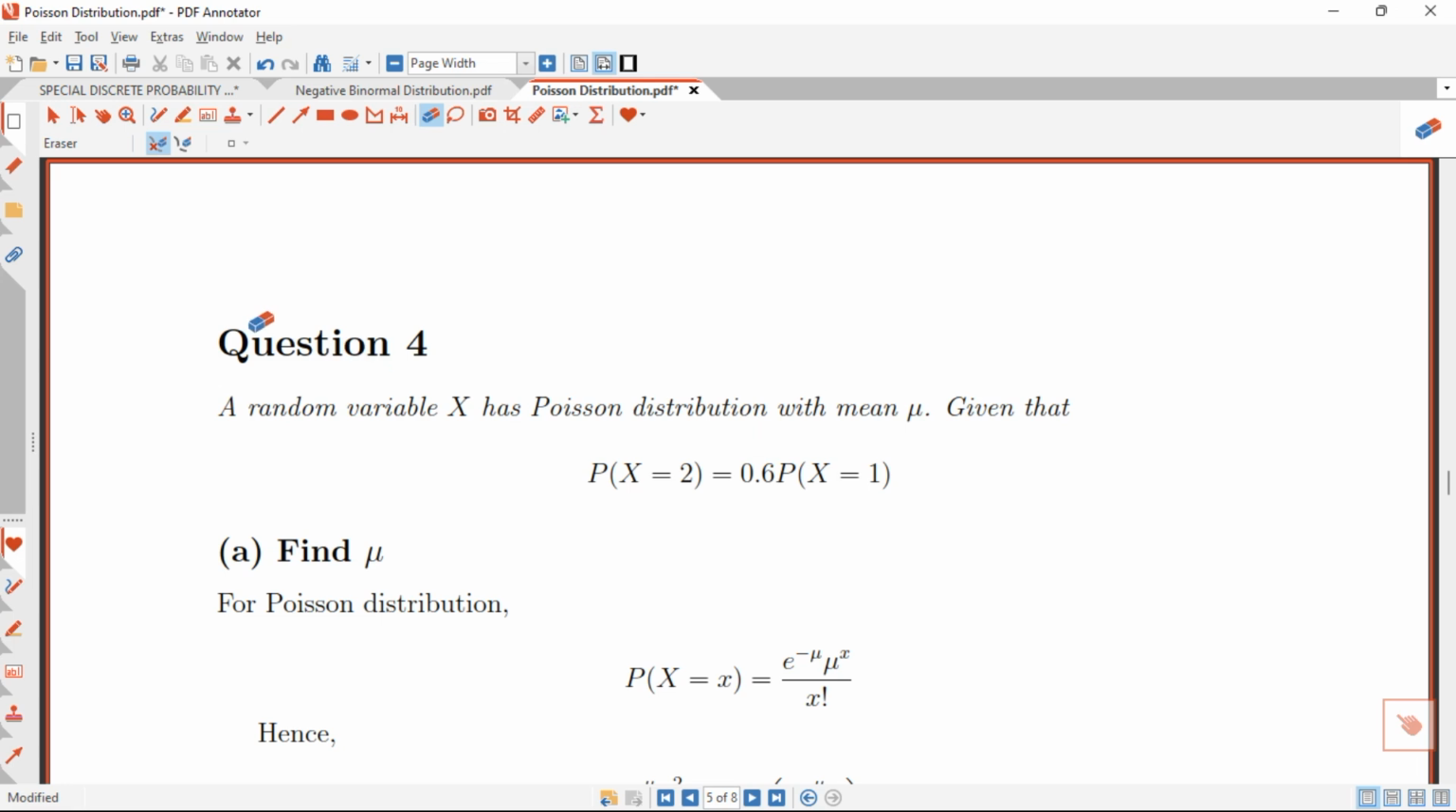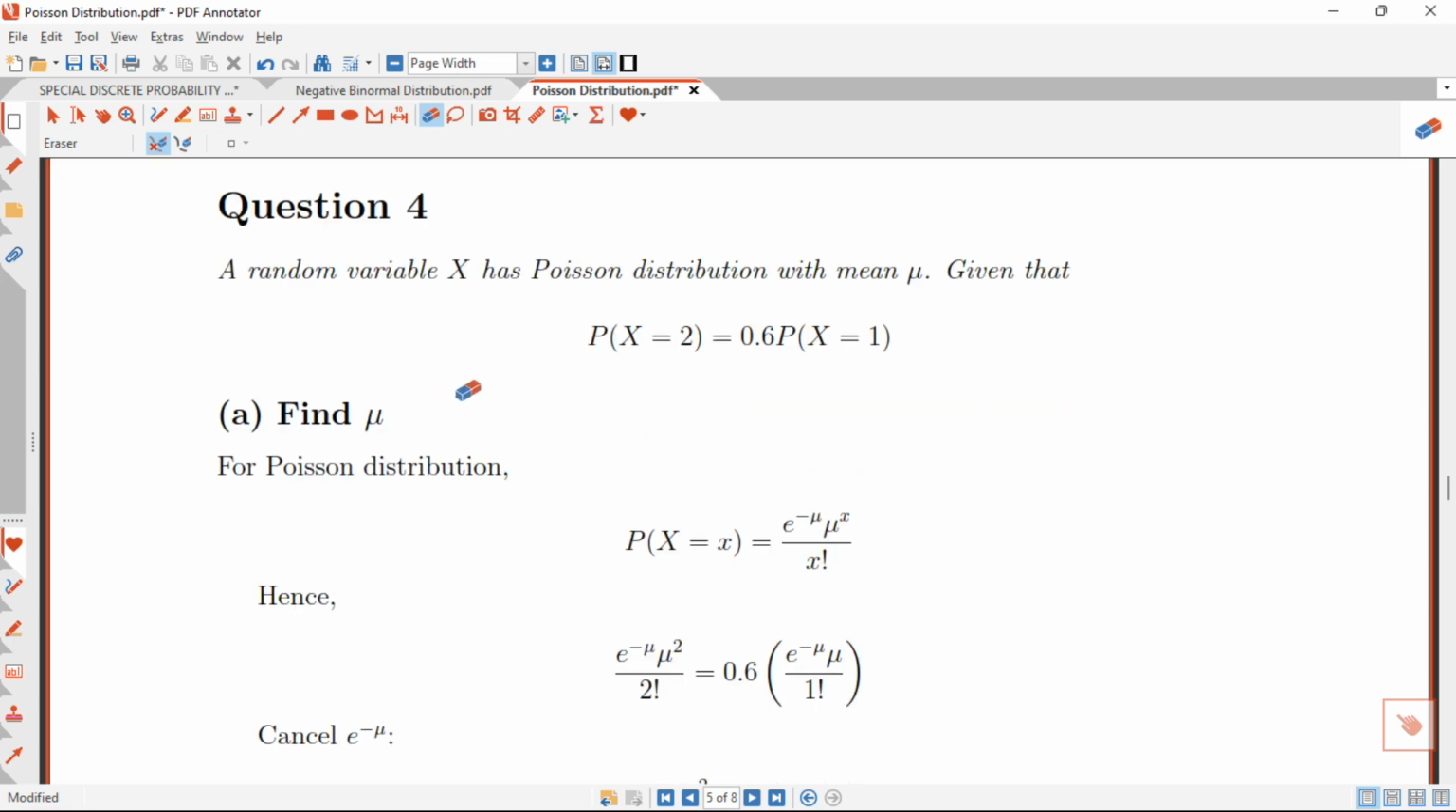Question 4 says a random variable x has a Poisson distribution with mean mu, such that the probability of x equal to 2 is equal to 0.6 times the probability of x equal to 1. We are asked to find mu. Just express this. Already we know our PMF, and we know that x is equal to 2, and we have been asked to calculate for what?